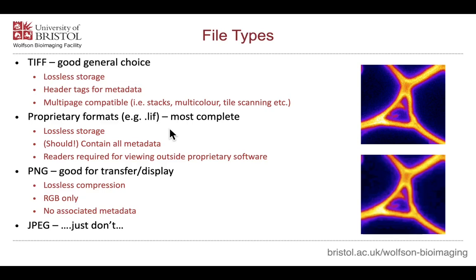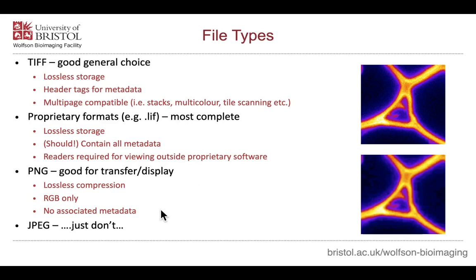We would always recommend keeping a copy of the raw data in proprietary format and then do all your processing and save all your processing in TIFF format, but always keep the raw data, the LIF file, for backup. PNG is very good for data transfer, sort of display type things, so it provides lossless compression. It's a color image, RGB only, but you lose all the metadata. So for posters, you can reproduce quite high quality images with PNG.